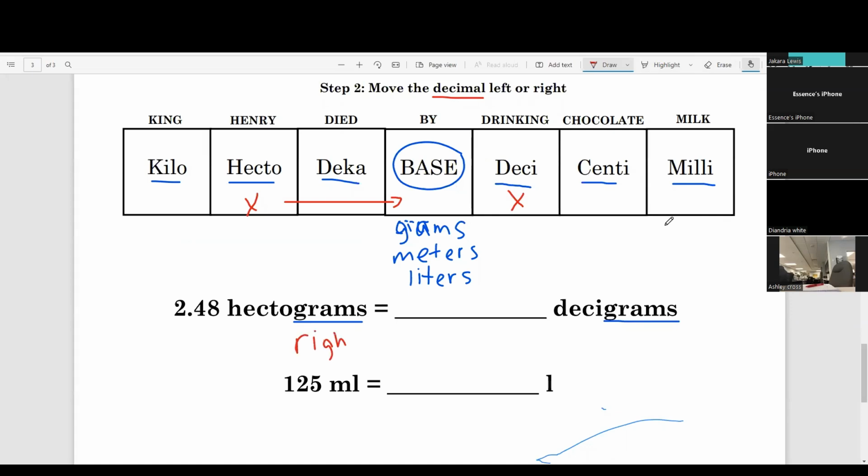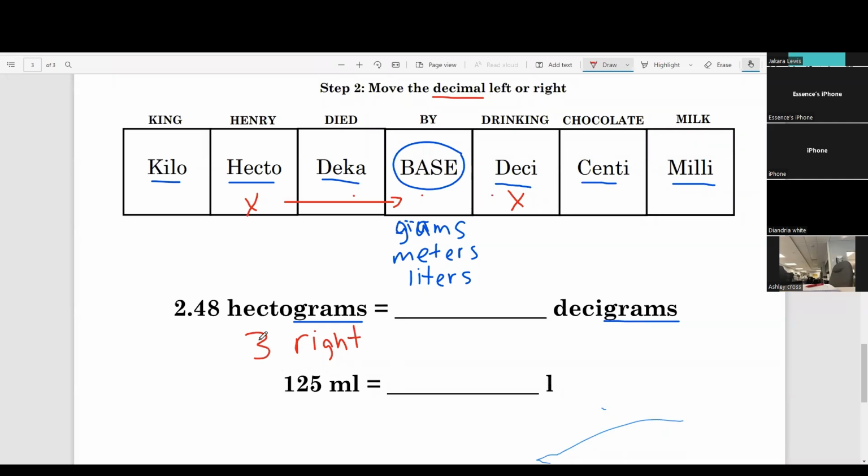All right, now we need to count the number of spaces that we move. A good thing to remember is you don't count where you start, but you count where you end. So if we just look at the boxes, if we go from hecto to deci, that's 1, 2, 3 spaces. And then which way did we go? To the right.